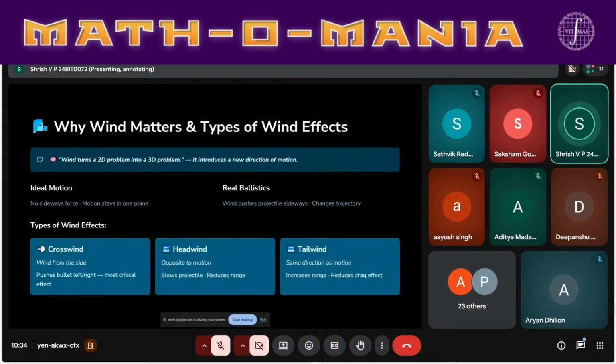There are three types of wind effects. Crosswind. This is just the wind coming from the side. It directly pushes the projectile left or right. It causes the sideways deviation.